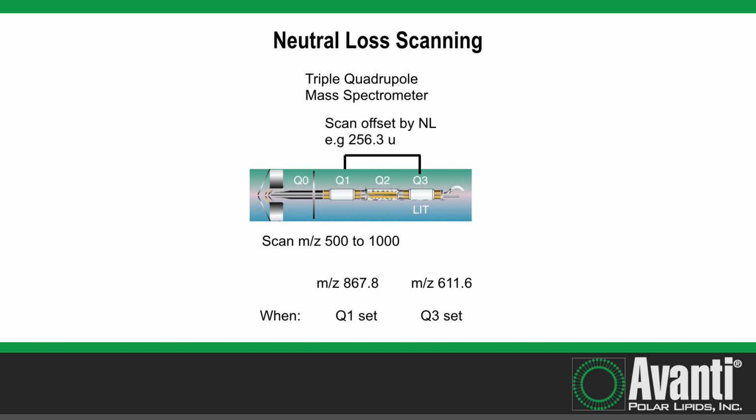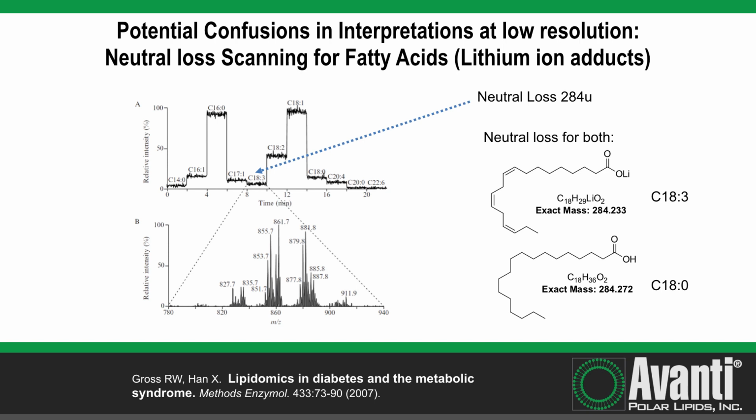So when the setting, for example, of Q1 is 867.8, and Q3 is set at 605.8, if an ion can traverse all the way across, it's detected by the electron multiplier and you have a signal. So that's called neutral loss scanning, one of the neat features of the tandem quadrupole mass spectrometer, which we used to great advantage in lipidomic studies.